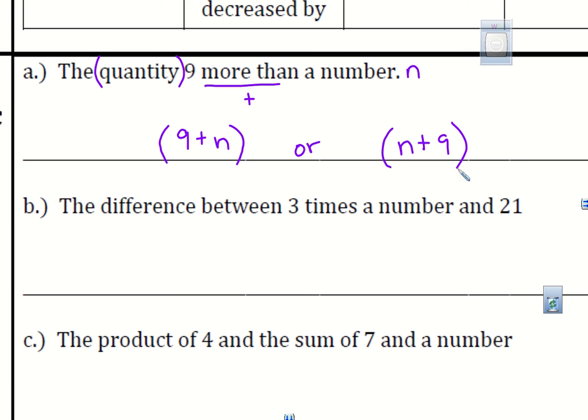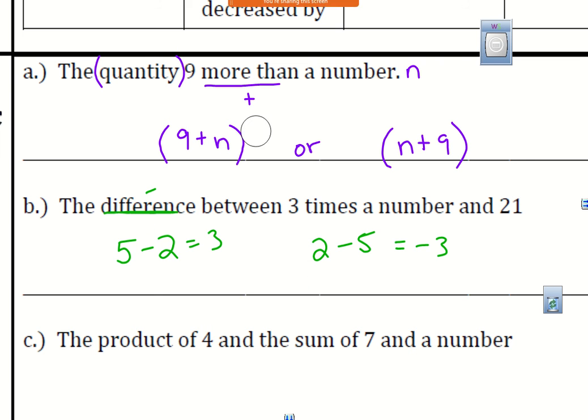Letter B says the difference between 3 times a number and 21. When you have subtraction, so difference here is subtraction, it does matter what order you go in. Okay, difference is subtraction, because don't write this down, but 5 minus 2 is different than 2 minus 5, right? 5 minus 2 is 3, 2 minus 5 is negative 3. Okay, so it does matter what order when you have difference that you're putting your expression.